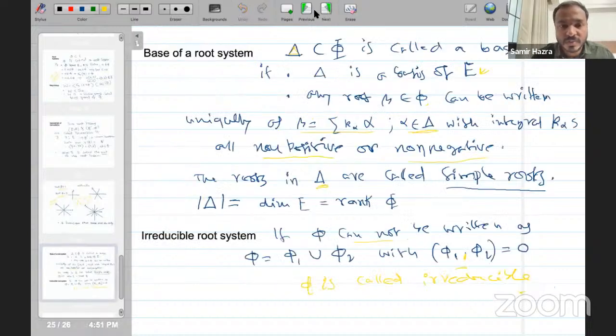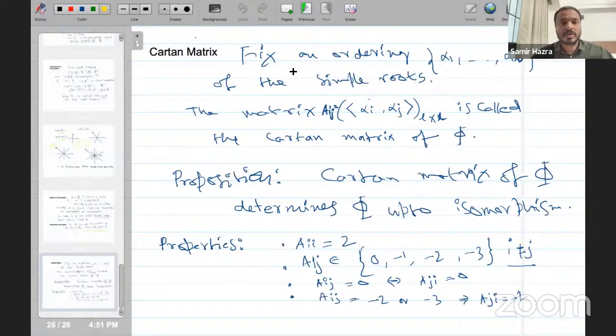Irreducible root systems will correspond to simple Lie algebras. So basically, we are moving towards classifying the semisimple Lie algebras. Anyway, so Cartan matrix. Suppose we have this base of a root system.